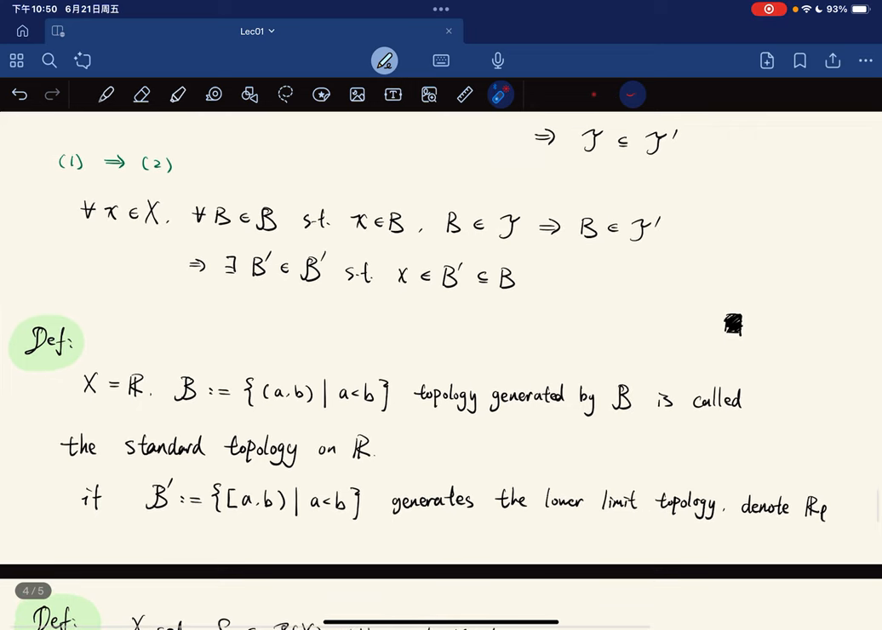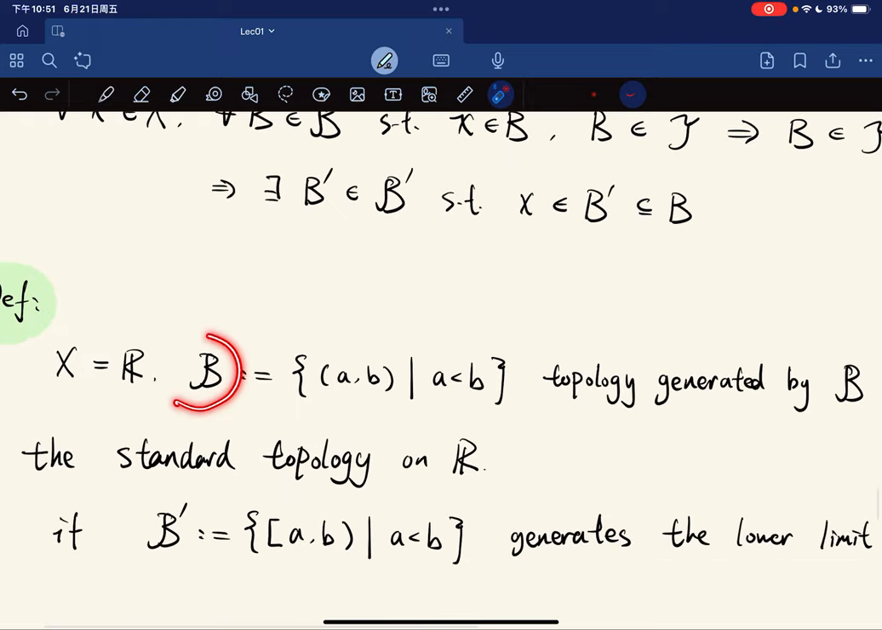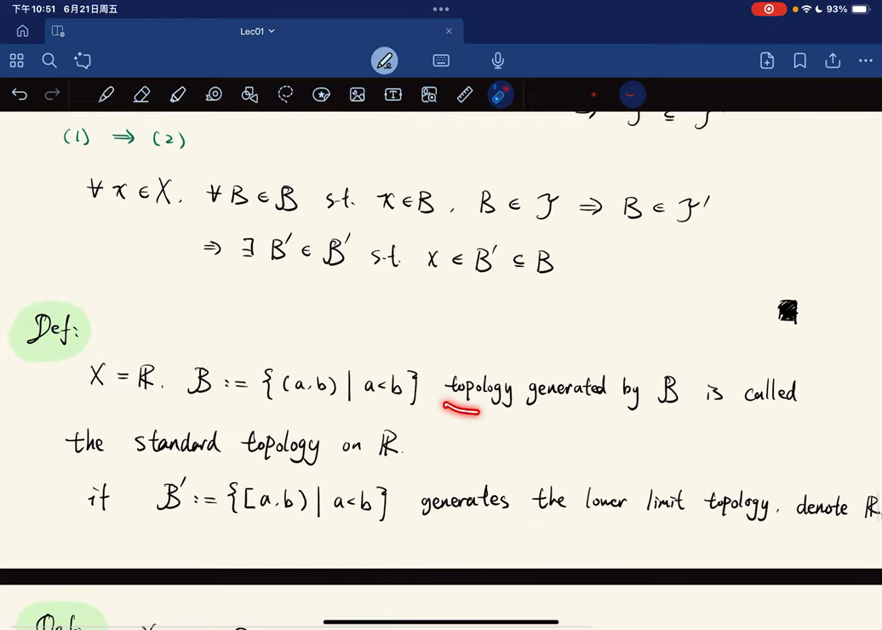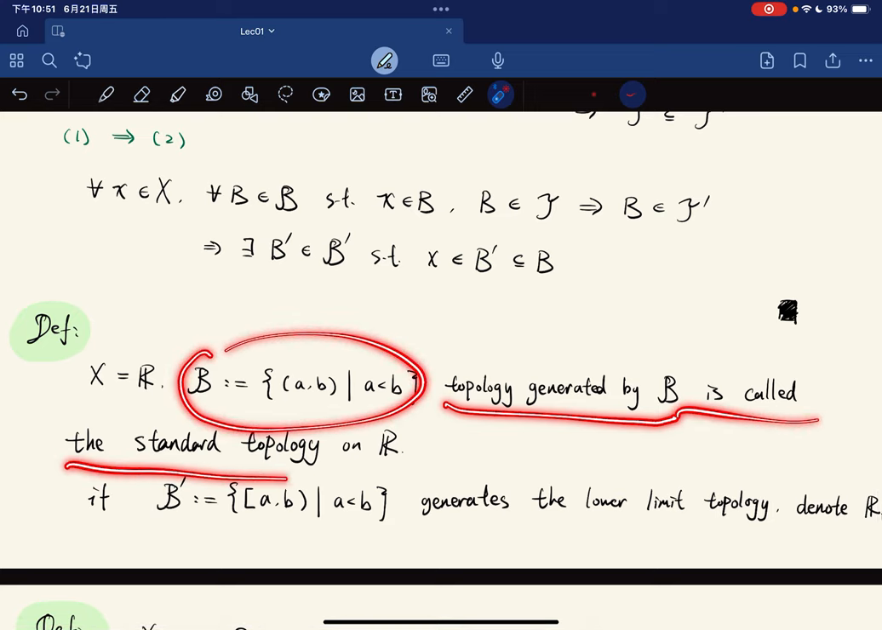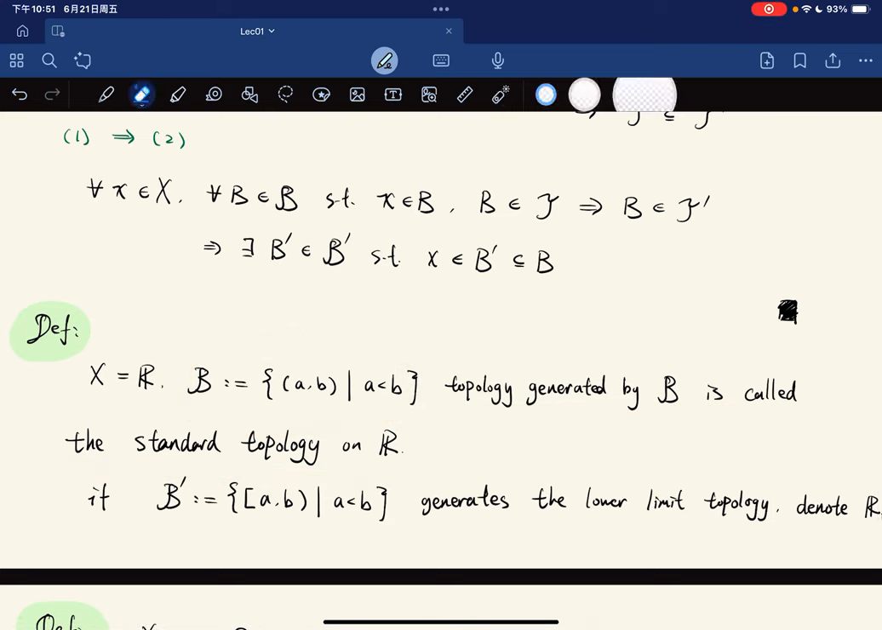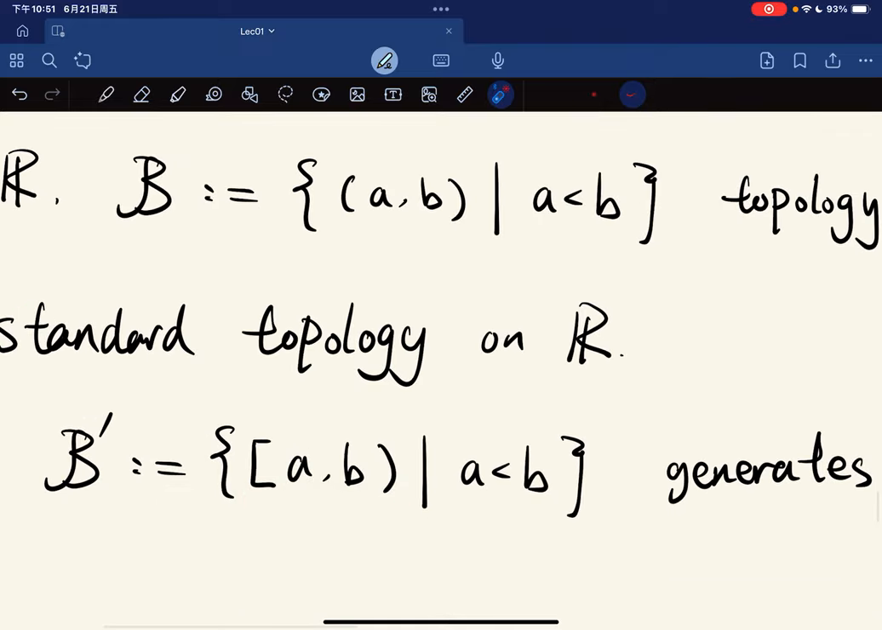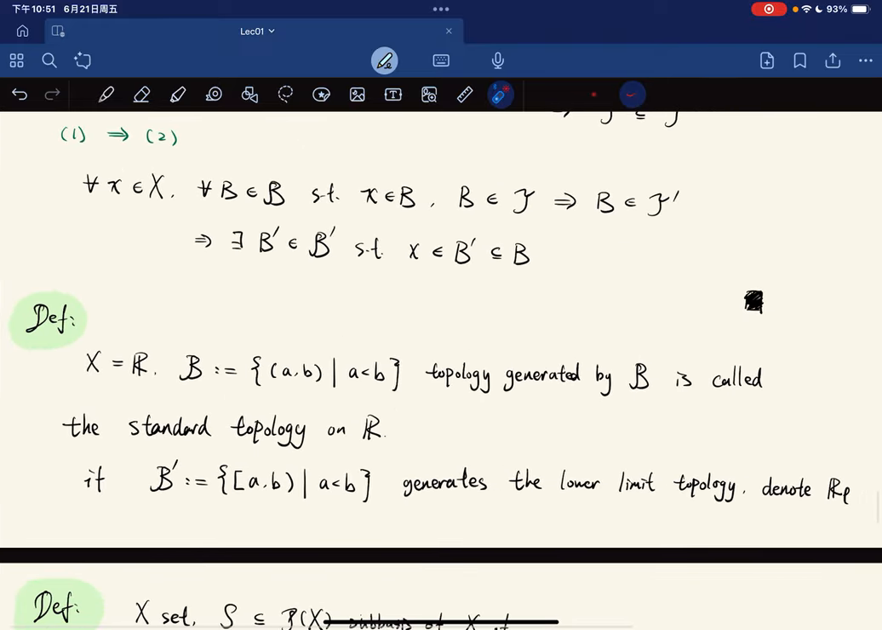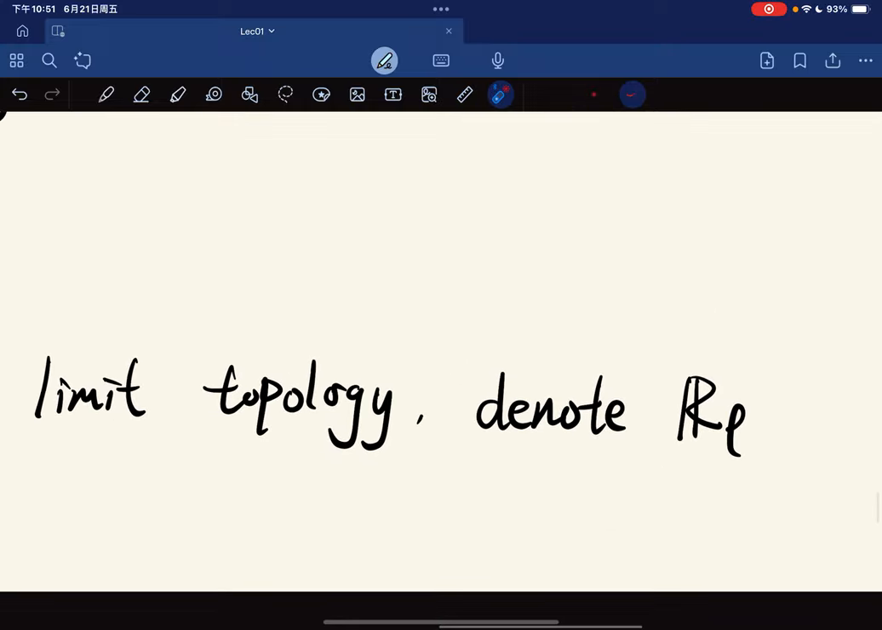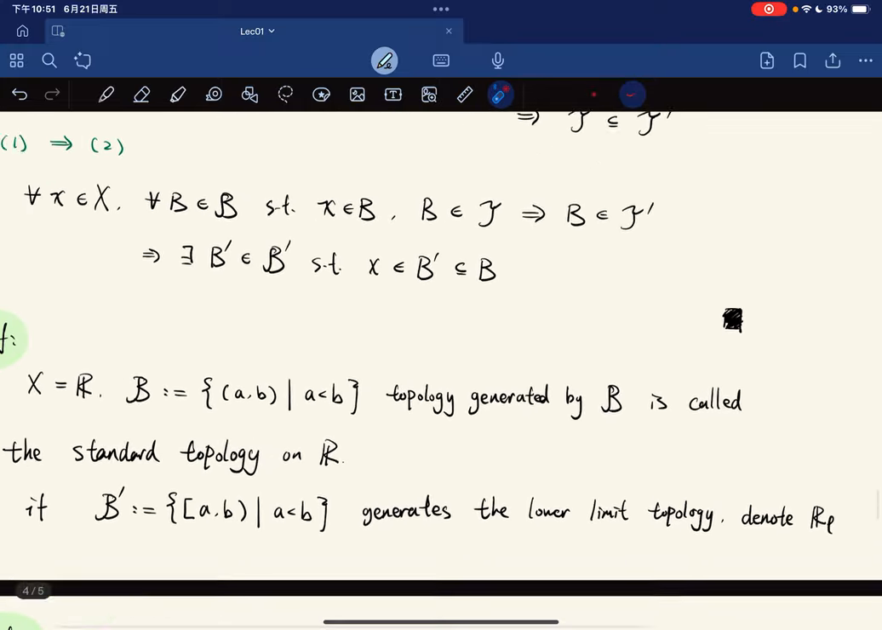Some definitions in R, right? We've been talking about topological spaces over and over again, but we need to work on actual examples. So here we see that if B is the collection of all open intervals, then the topology generated by this collection is called the standard topology on R. So we've been living in the standard topology on R, kids. And the topology generated by the half open, half closed intervals is called the lower limit topology. It's denoted as R_L. Okay, just to let you know.